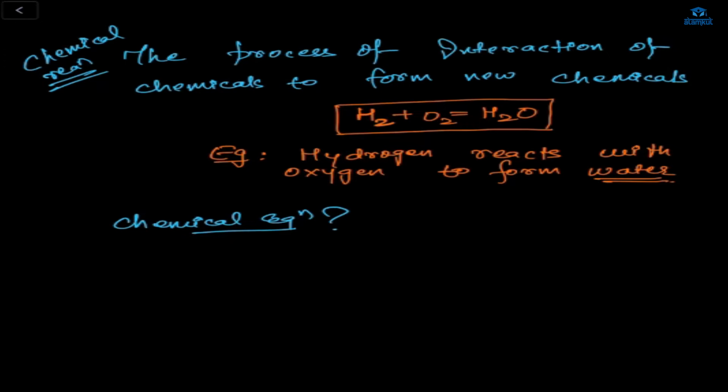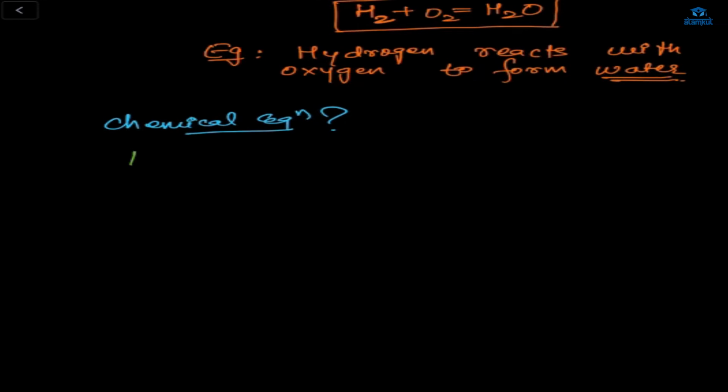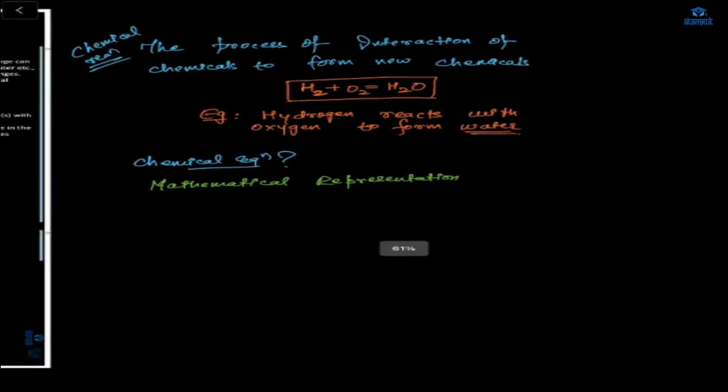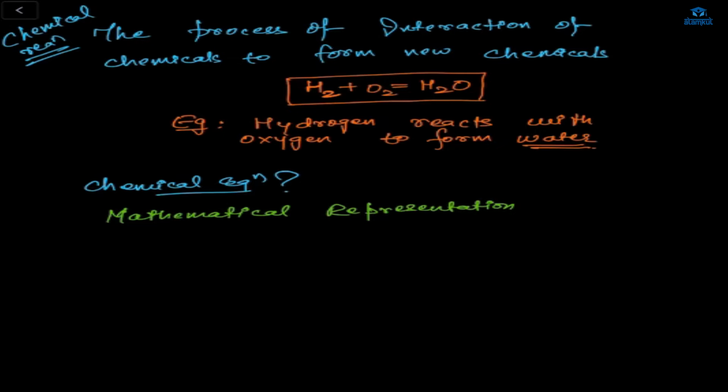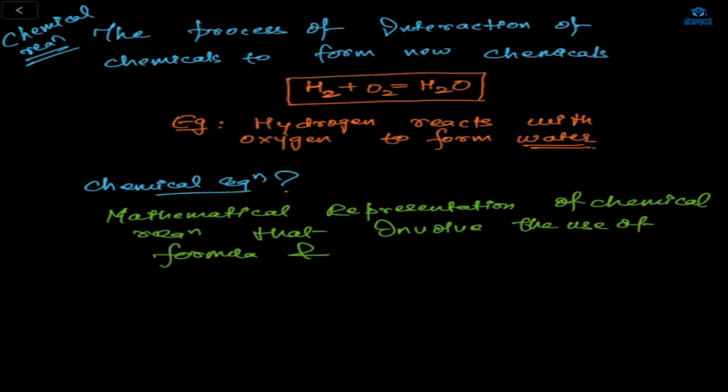Okay, so it's a symbolic definition of a chemical reaction that involves the use of formulas and symbols. We can also say a mathematical representation. So let me write mathematical representation. We will provide you the PDF of this note. A mathematical representation of a chemical reaction that involves the use of formula and what? Symbols, right?